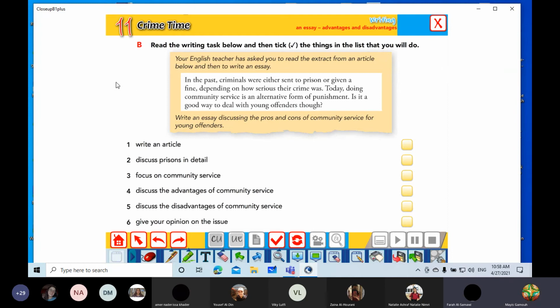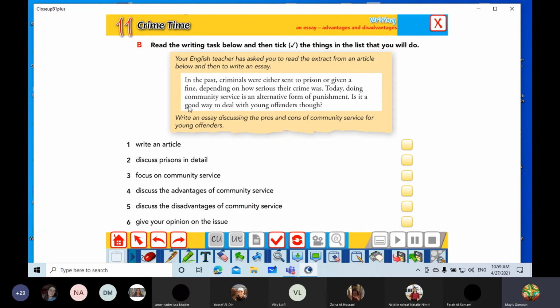Thank you, dear. So here, let us look at the extract that we have. In the past, criminals were either sent to prison or given a fine depending on how serious their crime was. So they committed a crime and they either were sent to prison or they were given a fine. Today, okay, that was in the past. Today, doing community service is an alternative form. And we said that the word alternative means, what does the word alternative mean? Deal. For a form of punishment. So instead of giving them a fine or sending them to a prison for not serious crime, they may be doing a community service as a punishment. So is it a good way?